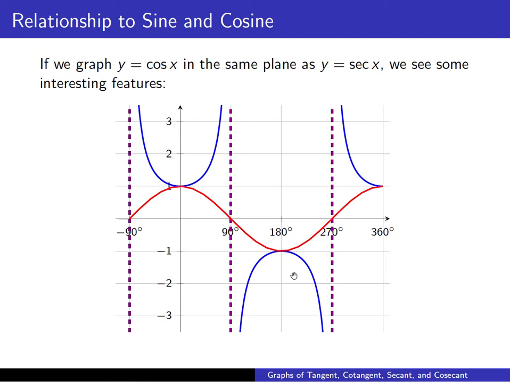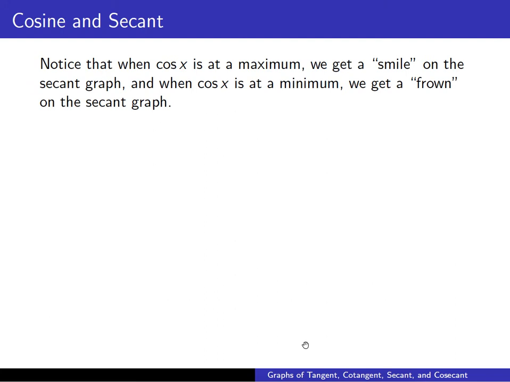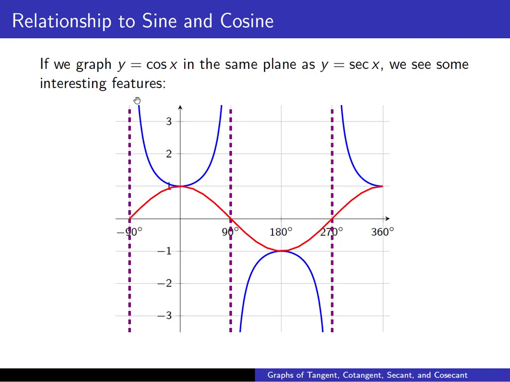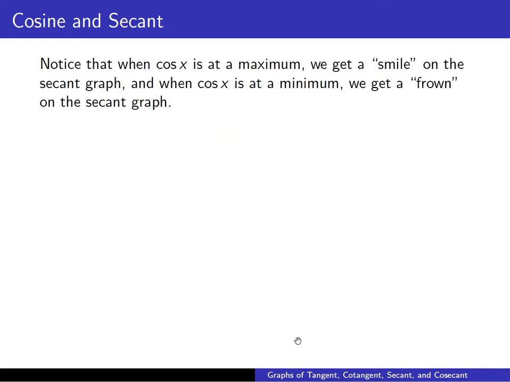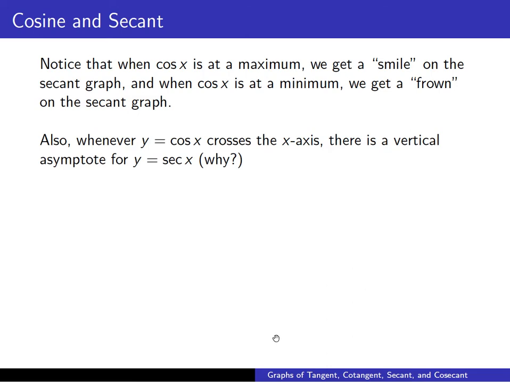So really, if we graph a red cosine function, we can graph its corresponding secant function by placing vertical asymptotes wherever the cosine graph crosses the x-axis, starting a smile at a maximum for cosine, and a frown for a minimum in cosine. Notice that when cosine's at a maximum, we get a smile, and when it's at a minimum, we get a frown on the secant graph. Again, wherever y equals cosine of x crosses the x-axis, there is a vertical asymptote for secant. Rewind a little bit and you'll know why.